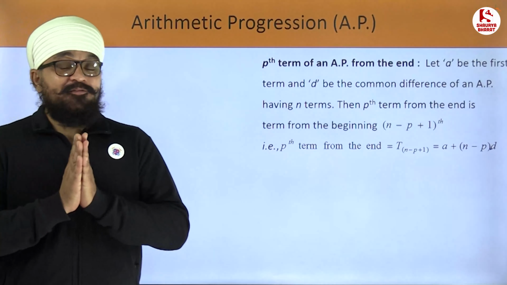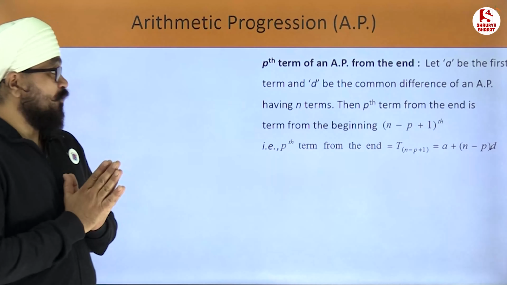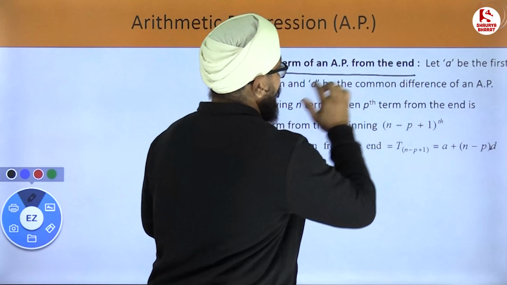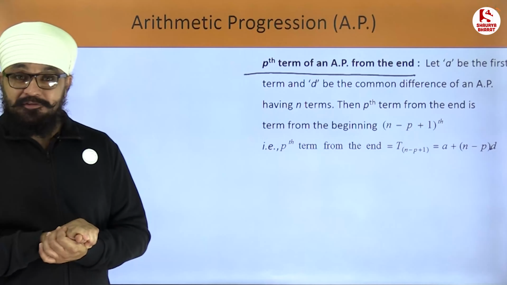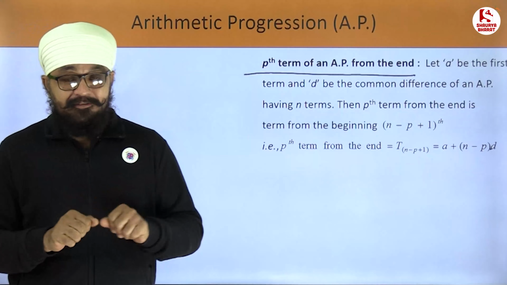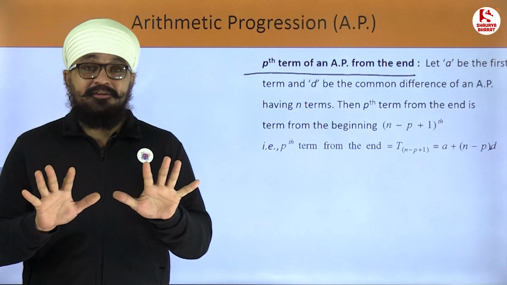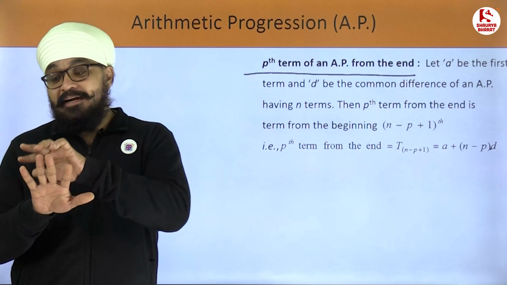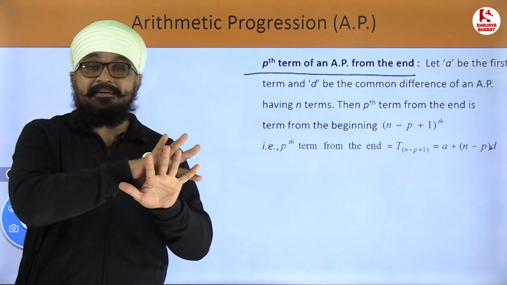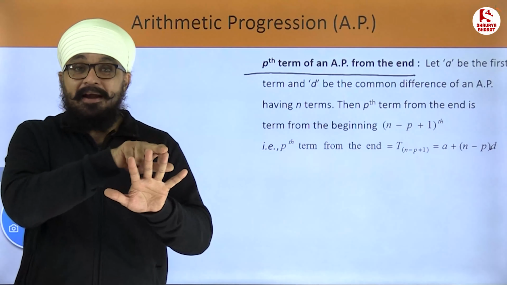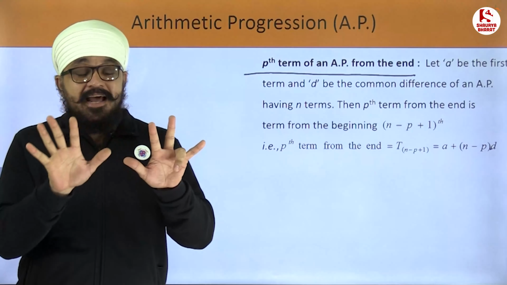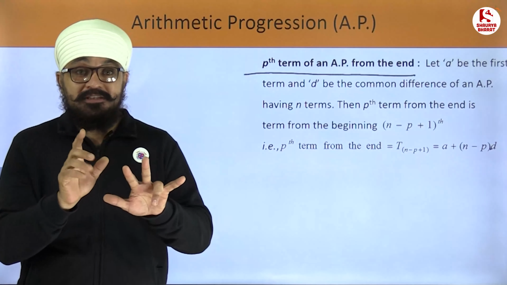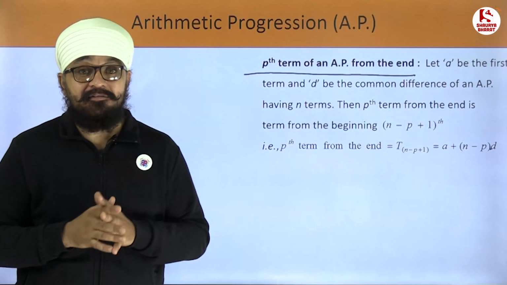Now, after understanding the nth term, we have another very important topic of arithmetic progression, in which we find the pth term from the end. There are two types of logic that we use here. For example, we have 10 fingers, and if I ask what is the second finger from the end, counting from this side, 1, 2, 3, 4, 5, 6, 7, 8, 9, 10. The second from the end is the 9th position. So, 9 and 2 means 11.